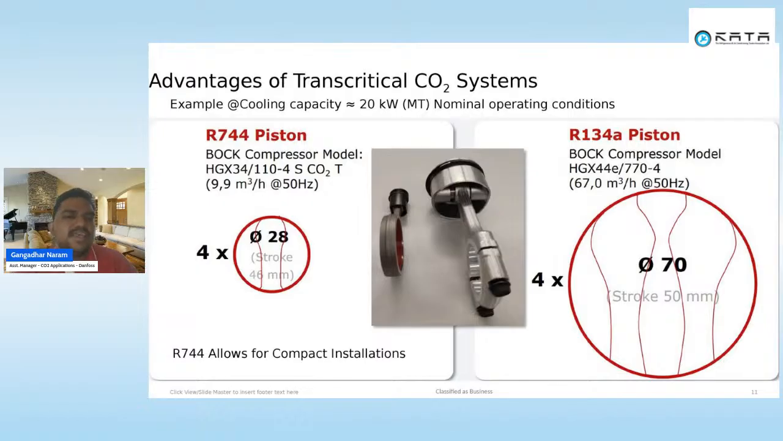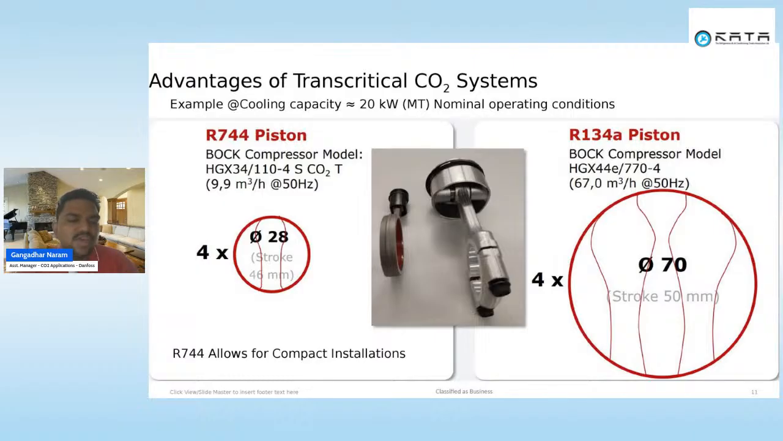As an example, let's say I have a 20 kilowatt system with nominal operating conditions, with a saturation temperature of maybe plus 5 degrees or minus 10 or minus 20. A 20 kilowatt system with an R744 piston, a Bock compressor. This is a CO2 compressor. SGX34 is the model. It allows you to design with a 20 mm stroke or 28 46 mm stroke with 4 cylinders, but in the same way you can have a 70 mm bore with a 50 mm stroke. So you can see the bore to bore comparison.